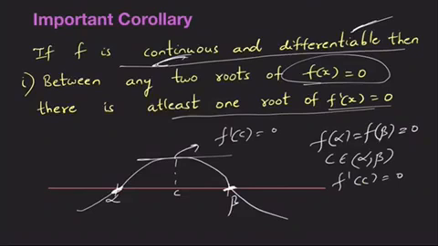So it is nothing but a more specific way of saying Rolle's theorem, that instead of f of alpha is equal to f of beta, we said that the roots of the function f of x is equal to 0. It means that f of alpha is equal to f of beta is equal to 0 also. So we can say that between any two roots of the function f of x is equal to 0, there is at least one root of f dash x is equal to 0.